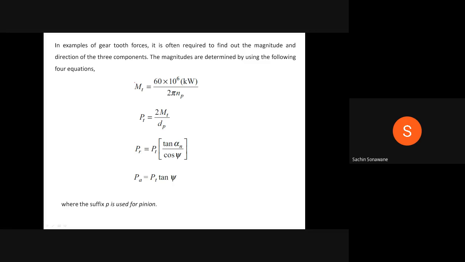Torque transmitted is equal to 60 into 10 raised to 6 into kilowatt, that is power transmitted in kilowatt, divided by 2 pi np. Tangential force PT is equal to 2mt divided by dp. Radial force PR is equal to PT into tan of alpha n divided by cos of psi. And axial force PA is equal to PT tan psi, where suffix P is used for pinion. Please write down this.